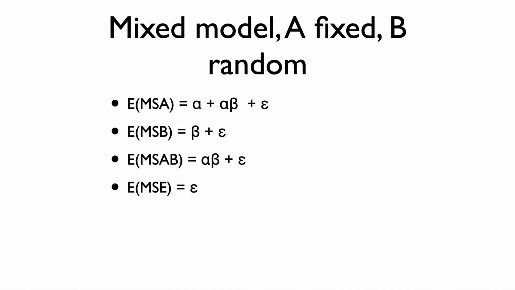So what you're going to do here is take mean squared A and divide by the interaction, but mean squared B by the error.